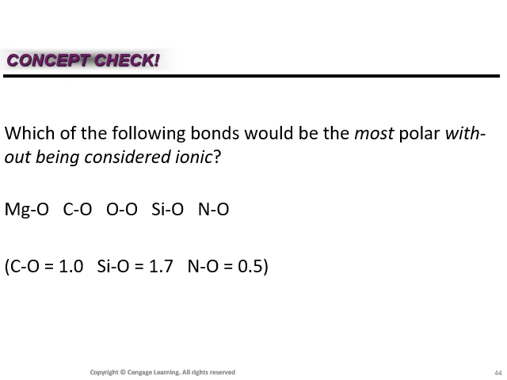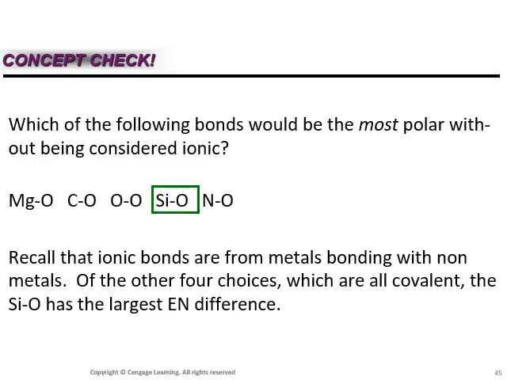And then also for OO in the middle, that is going to clearly be non-polar, because the two O's both have the same amount of electronegativity, so they draw the electrons with the same force. So that removes those two things from consideration. We're looking for which one is polar covalent and is the most polar. So it is going to have to be between C and O, silicon and O, or nitrogen and O. And so to make this easier for you, I listed the values below. CO is 1, SiO is 1.7, and NO is 0.5. So all you have to do is look at those three values, which of those is the largest, and it's going to be SiO. Next slide.